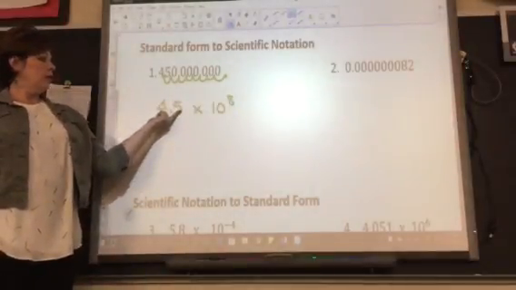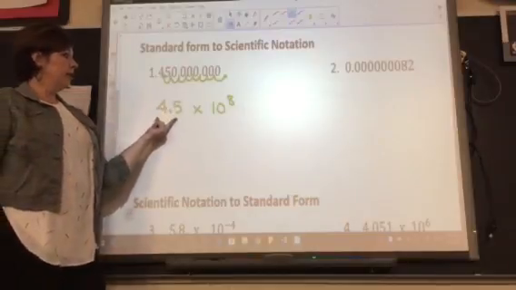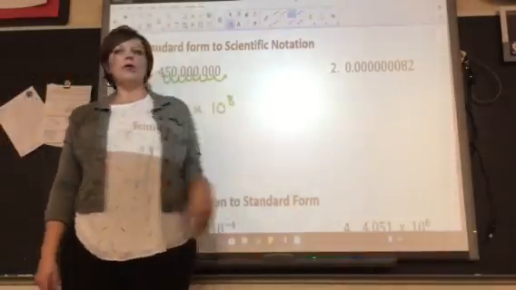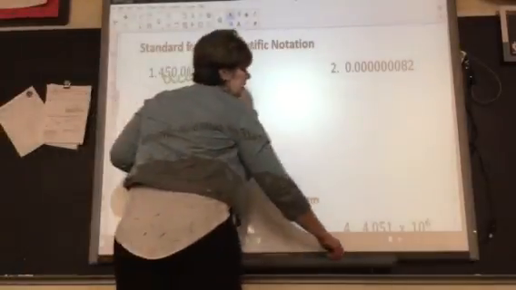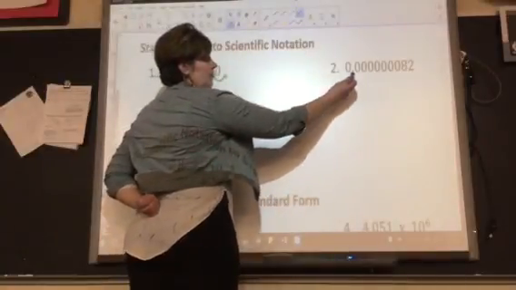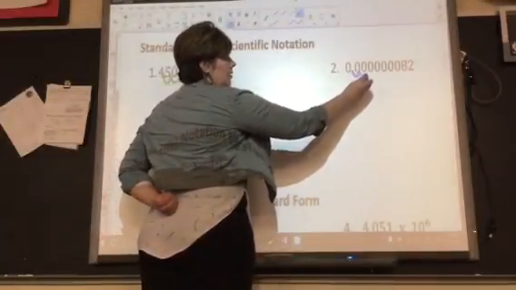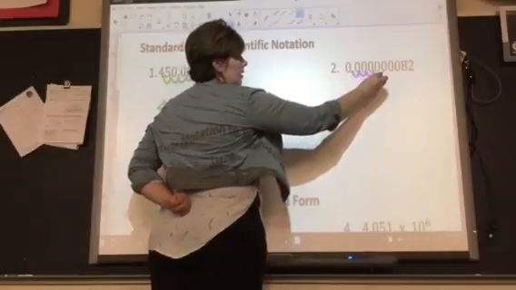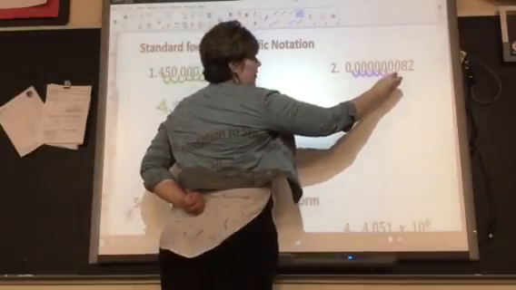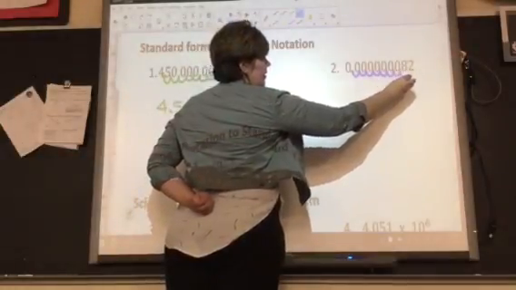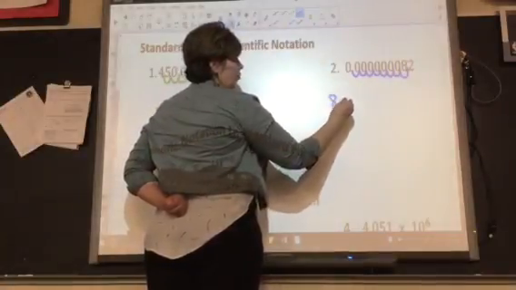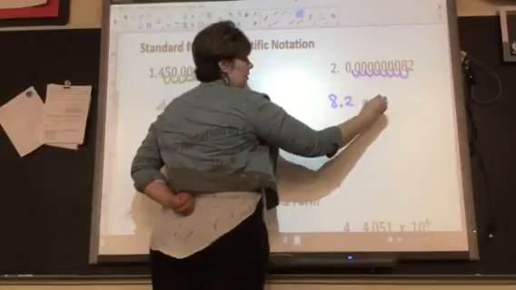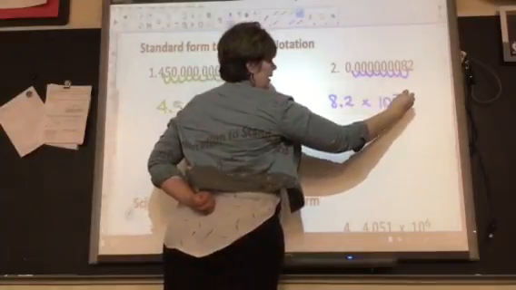So what do you think is going to happen when I look at something like this that's already very small? Kaden? It's going to have a negative exponent. So let's write this in scientific notation. Let's look how many times I have to move the decimal. 1, 2, 3, 4, 5, 6, 7, 8 times. So I end up with the number 8.2 times 10 to the, Kaden said, negative exponent.